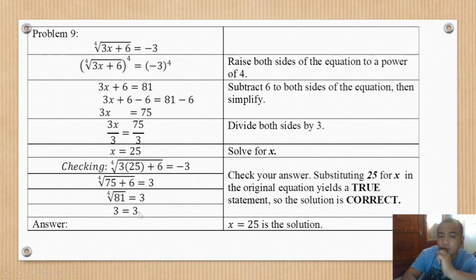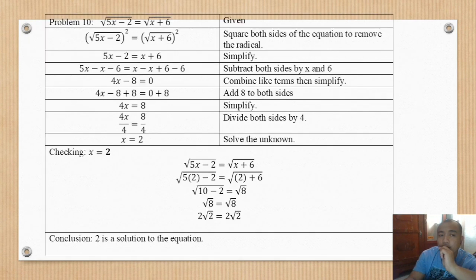So therefore, false ang solution natin dito dapat. So, 25 is not the solution. But if we're going to get the fourth root of 81, it can be positive or negative. So, pwede rin, diba? Kasi yung fourth root of 81 is either positive or negative. So, we might as well accept the solution 25 for problem number 9.